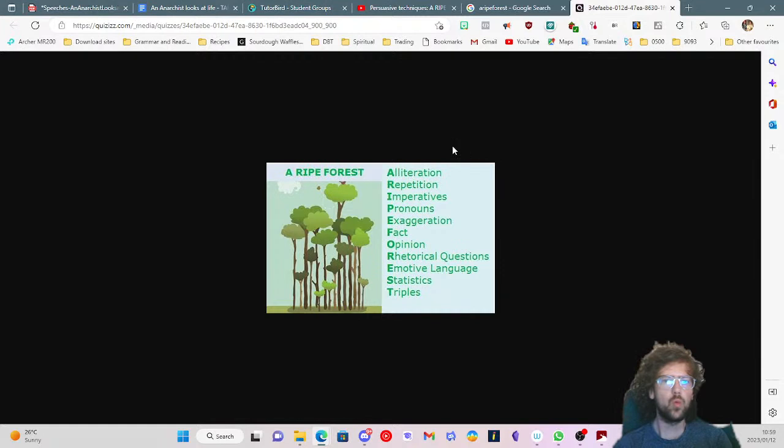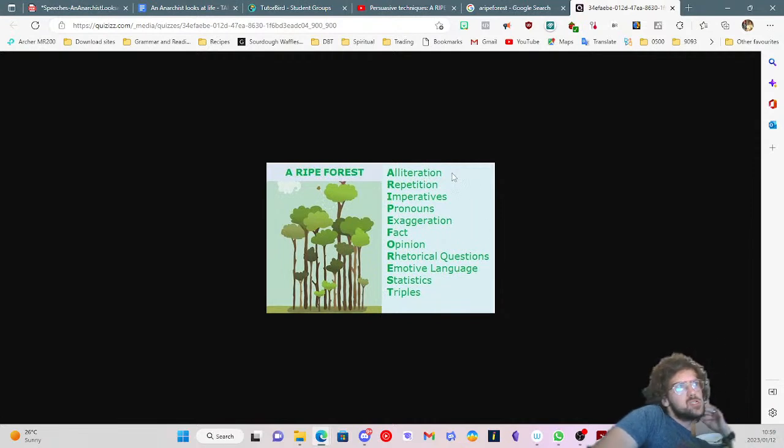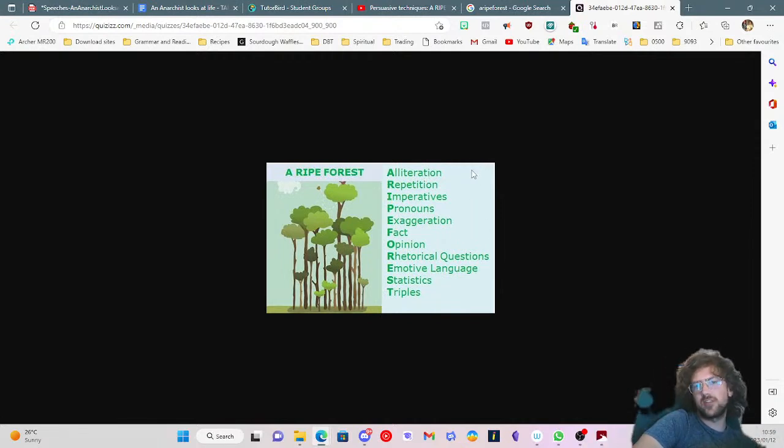Okay, so first up we've got alliteration. Alliteration or anecdote, both of these fall under A. Alliteration is the repetition of a consonant sound at the beginning of a word. Well, it depends. There are different definitions of alliteration, but that's the one we'll go with. Basically just repetition of a consonant sound.